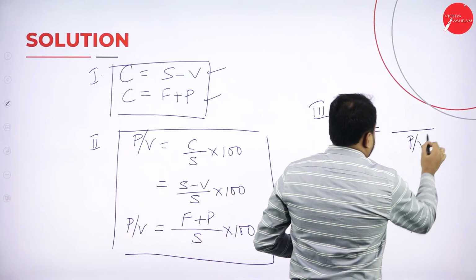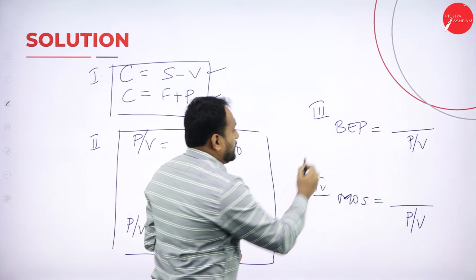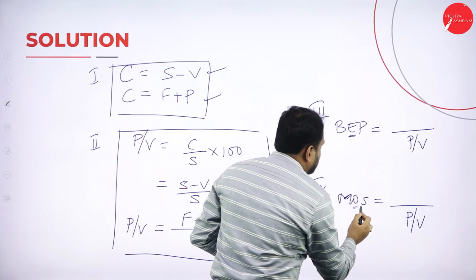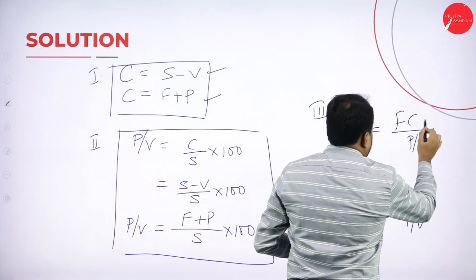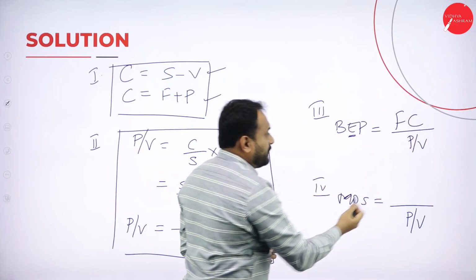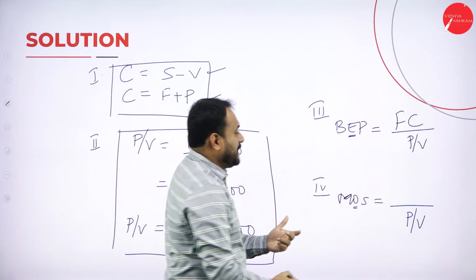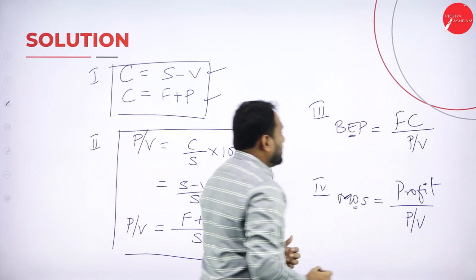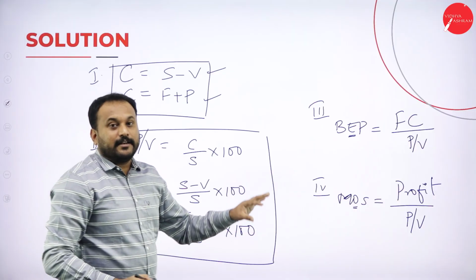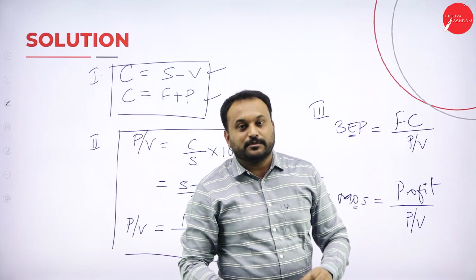The denominator is PV. What we are supposed to do is, the middle alphabet here is E, here it is O. After E what will come? F, in the sense fixed cost. Here O. After O what will come in the alphabet? That is P. P means profit.